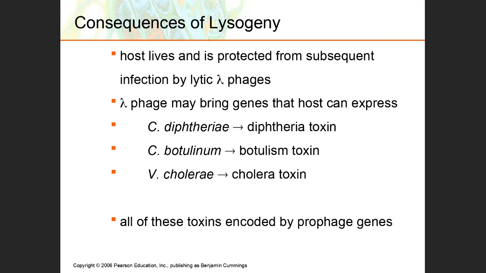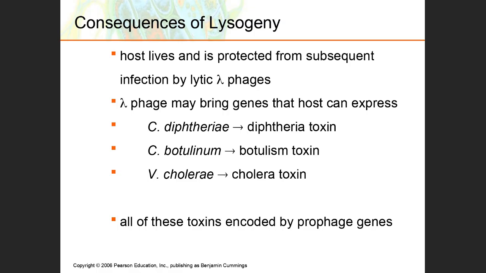So it's a weird kind of mutualism where they both benefit, right? The lambda phage has a host to live in, the host is reproducing and making more copies of the prophage, and the host is protected from being killed by lytic lambda phages. Of course, at some point that prophage can wake up and excise and follow a lytic life cycle, but at least for the time being, that host cell is protected.